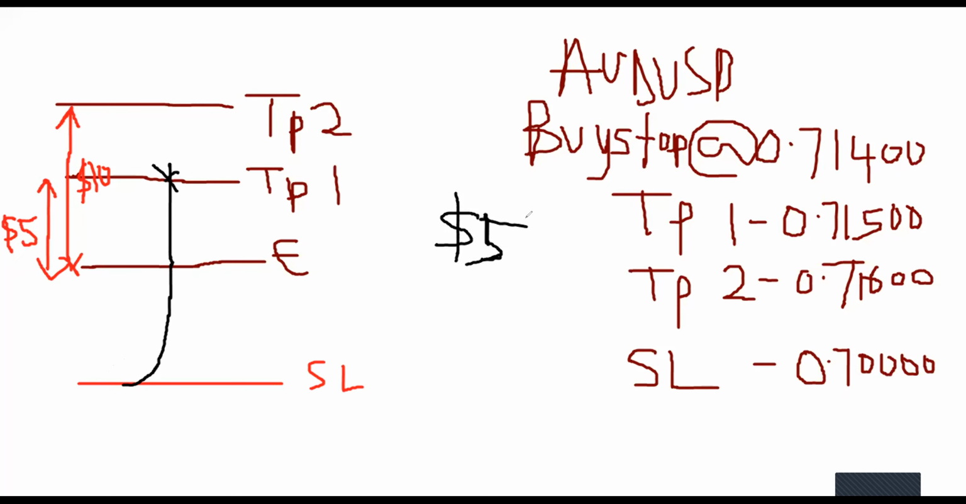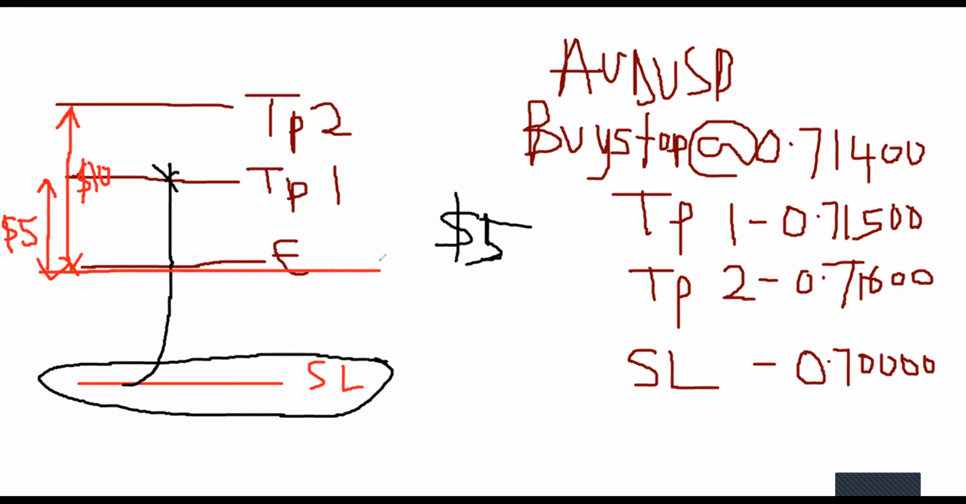Let's say this was a $500 account. Immediately you earn $5, what do you do? You move your stop loss. You move your stop loss and put it at the entry point value.